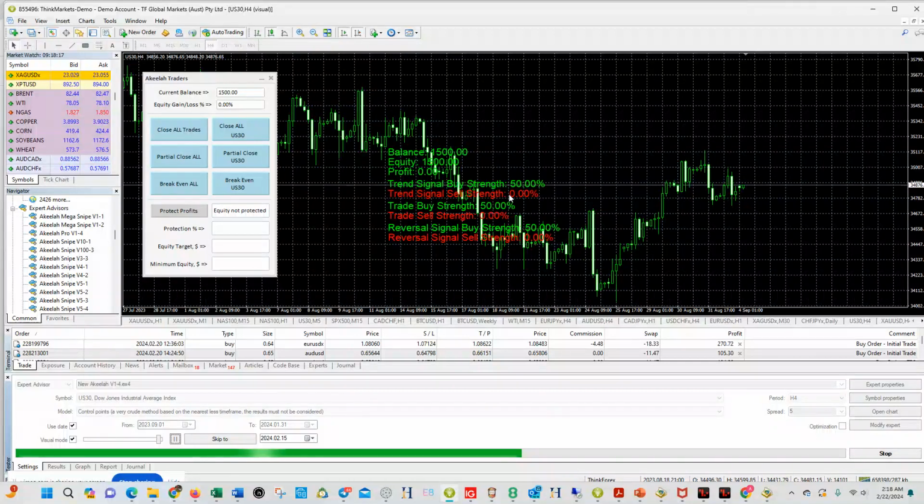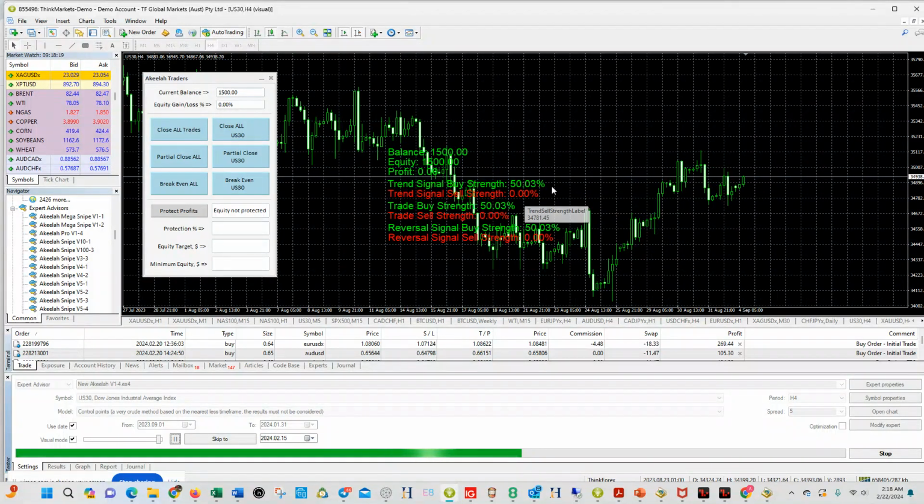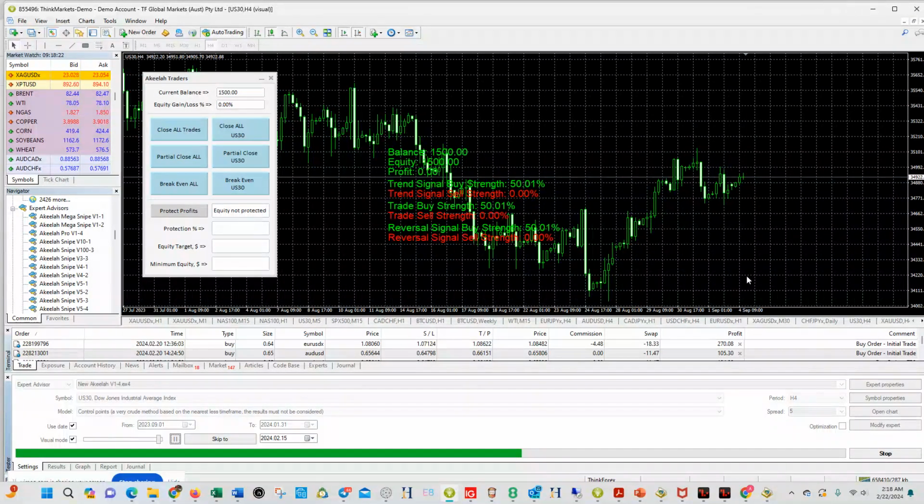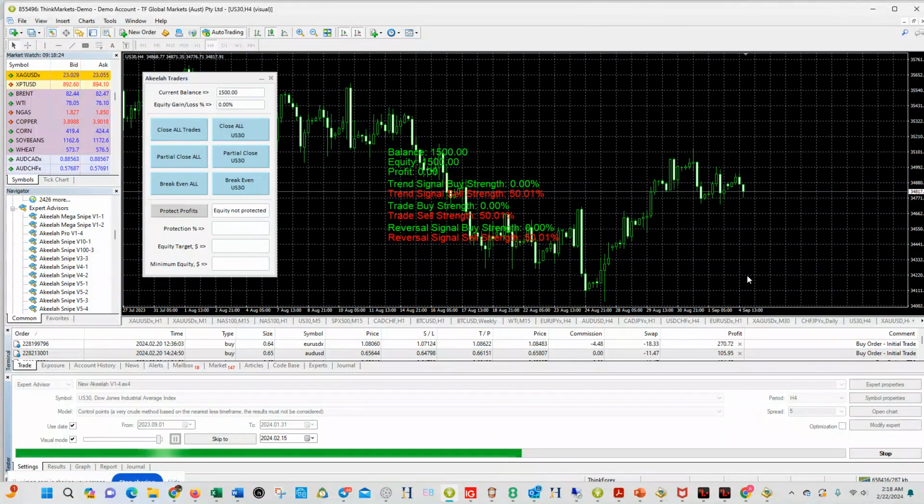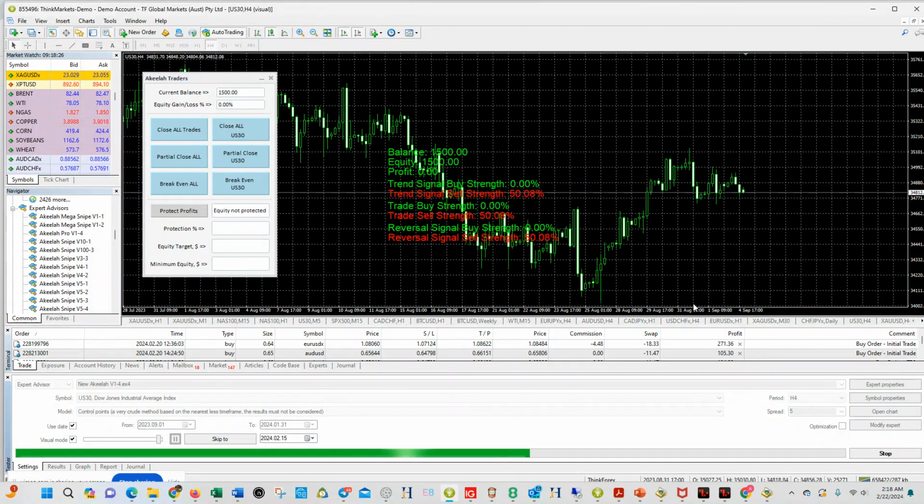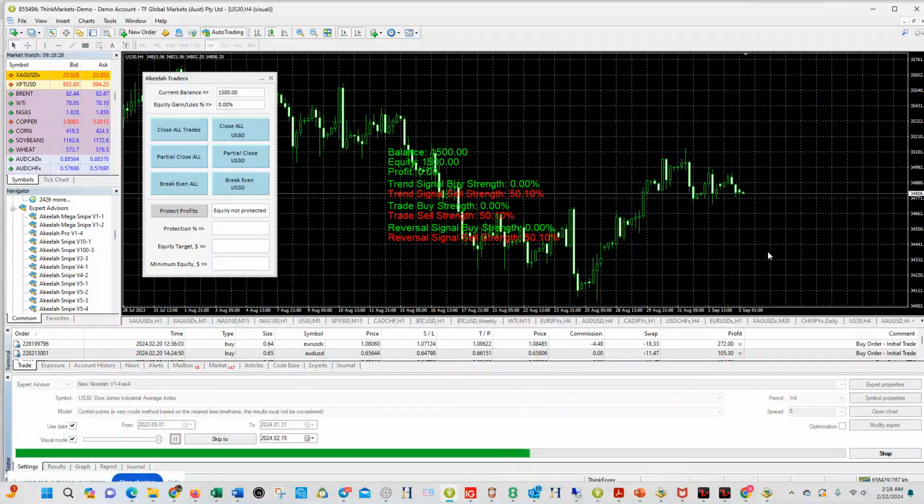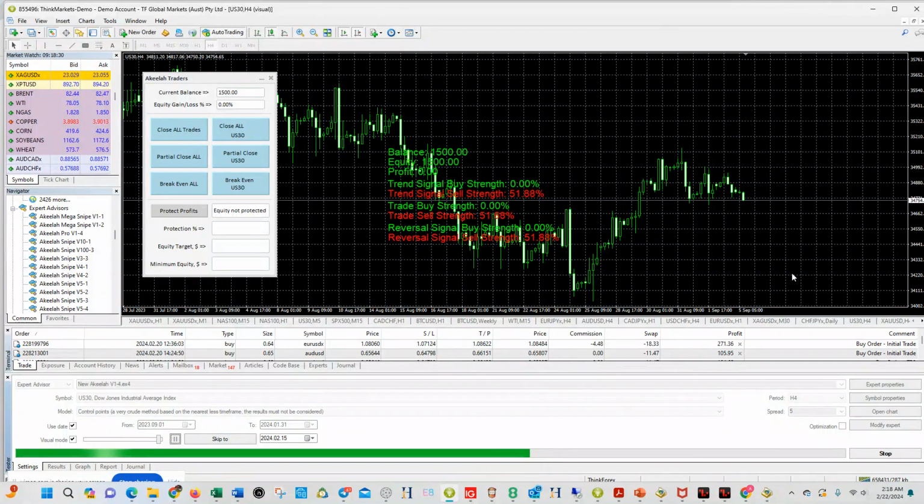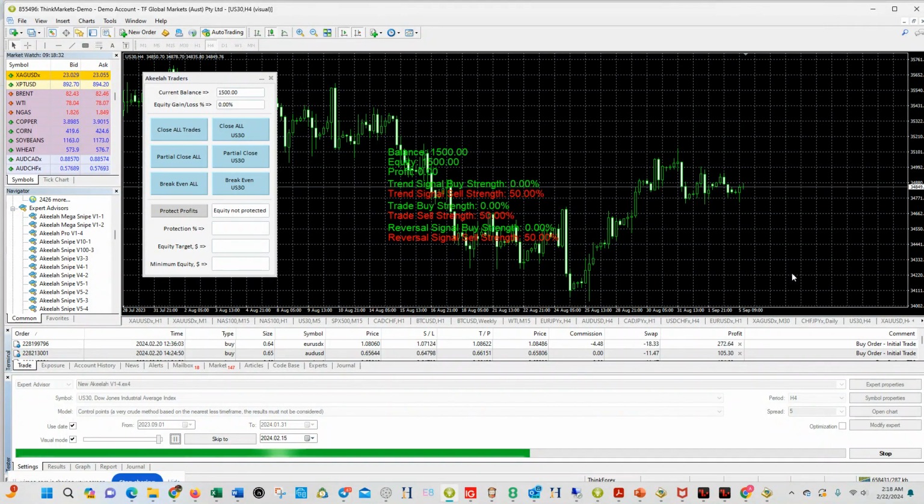So right now my strength is going between 50% or so. So the market's not really doing anything right now. It's not going up, not going down much. And so I'm not taking trades. So let's let it continue for a little bit.